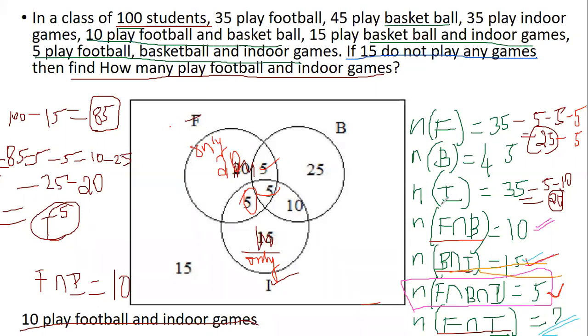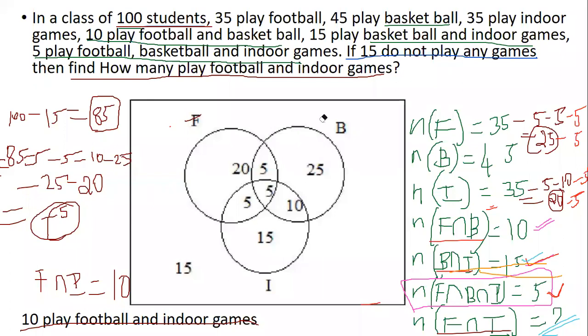Now coming to I, that is indoor games, out of 35, minus 5 and minus 10 is done. This 5 and 10 is done. Another 5 which is remaining here, I will also subtract, minus 5. So I get an answer of only people who play indoor games are 15. Now this completes my Venn diagram.